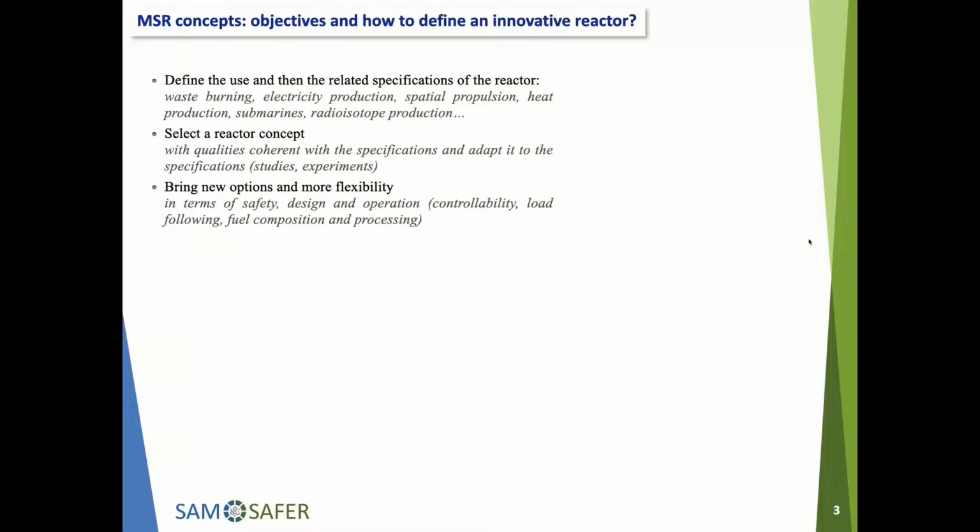Once you have defined one objective for the reactor, then you have to select a reactor concept with qualities coherent with the specification and to adapt the concept to what you want to do with the reactor through studies, optimization, experiments, etc. And finally, the most precious thing when you define an innovative reactor is to have reactors that allow new options and more flexibility in terms of safety, as will be presented in the next module, in terms of design, as I presented last time, and in terms of operation that we will present today with Axel, and for example, controllability and load following. So just click, thanks.